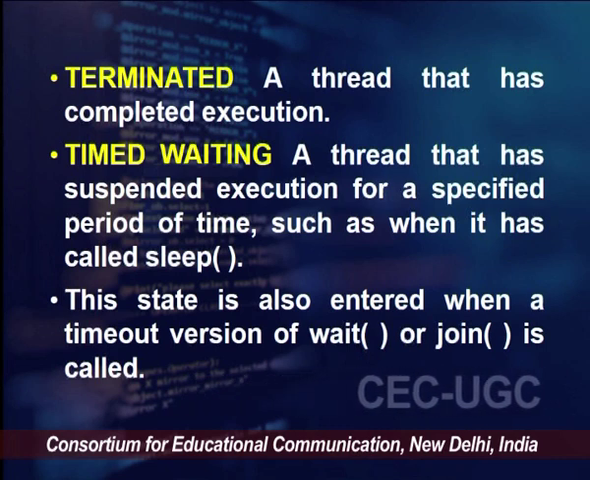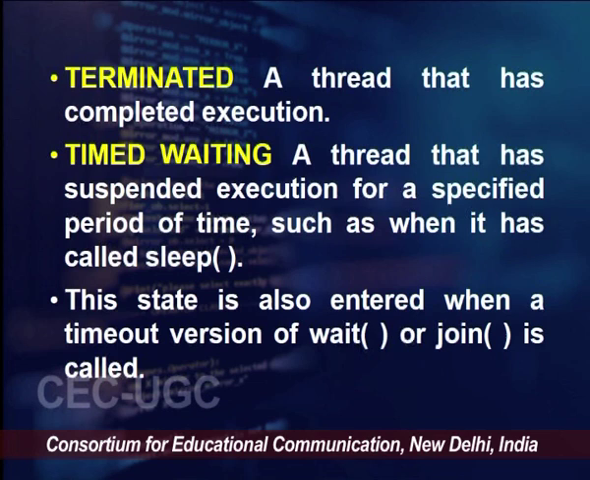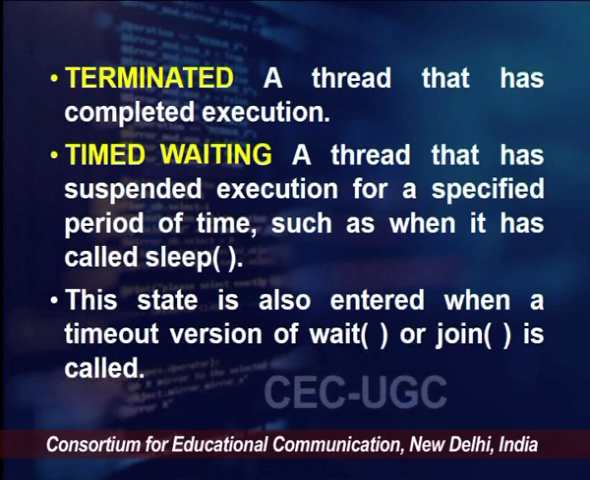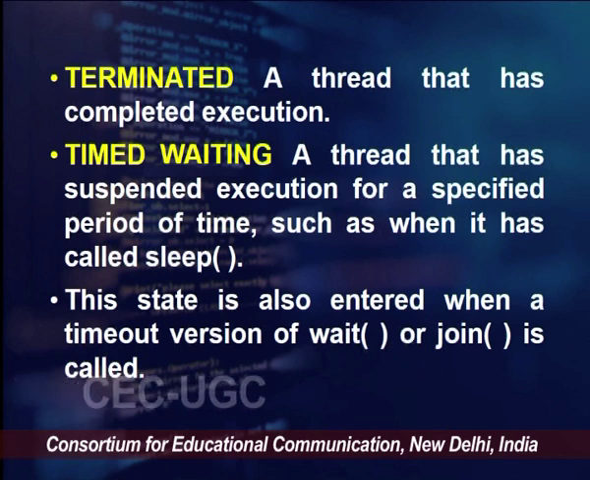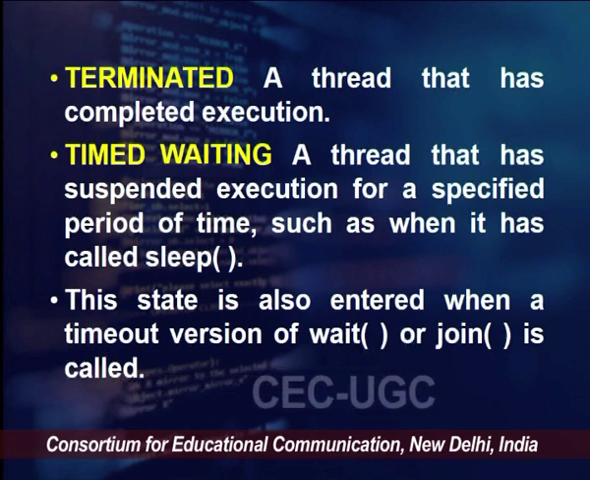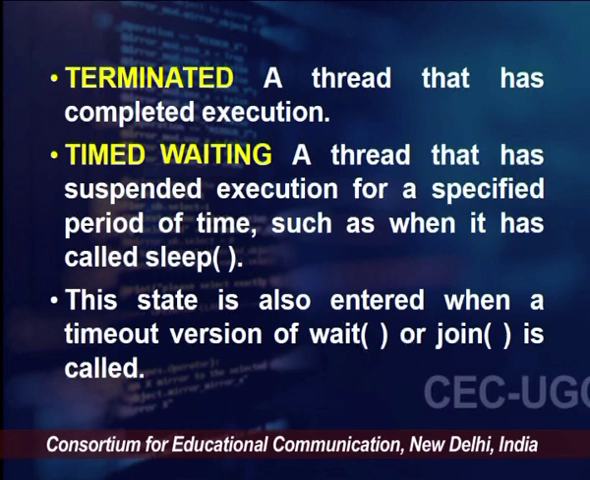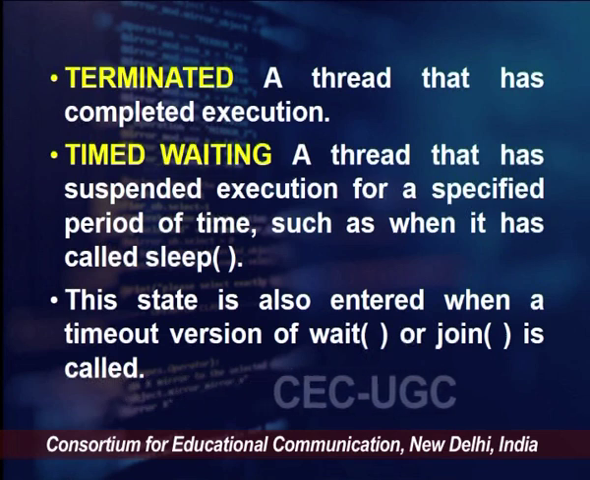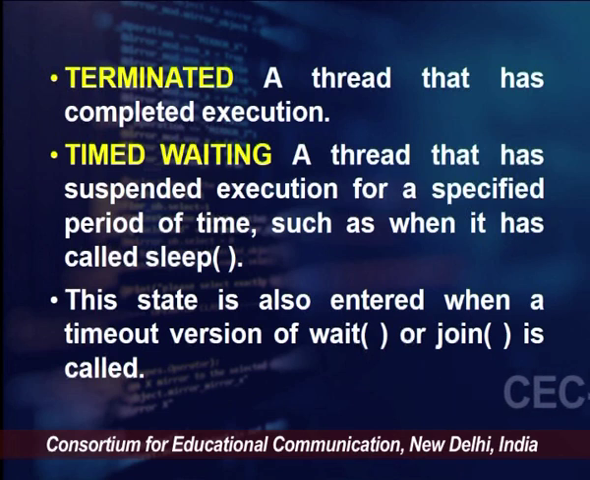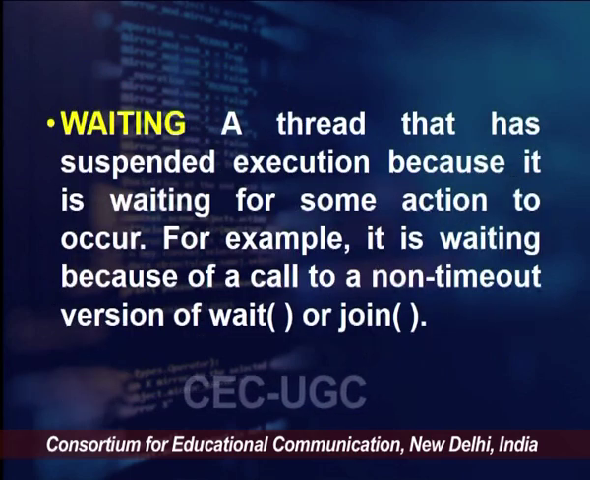Then we have TIMED_WAITING. This is for a thread that has suspended execution for a specified period of time. The best example here could be sleep. In case of sleep, let us say we are giving 1000. That 1000 represents milliseconds. So for 1000 milliseconds, or 1 second, that thread has suspended its execution. And apart from sleep, a timed waiting state can also be entered when a timeout version of the wait or join method is called.